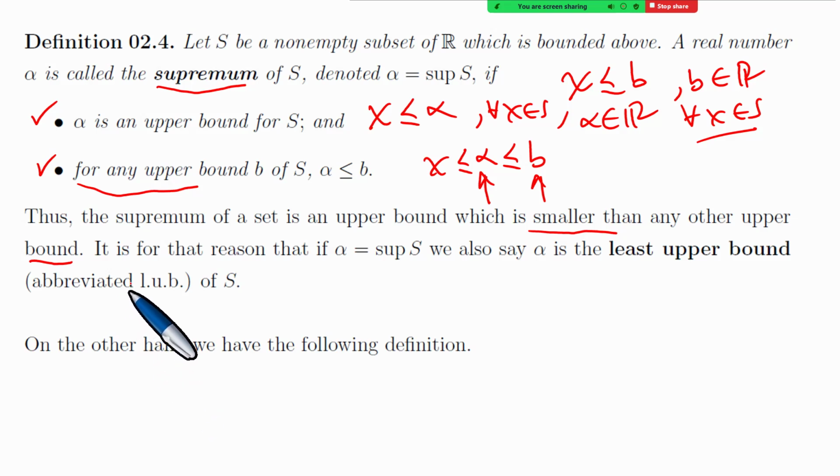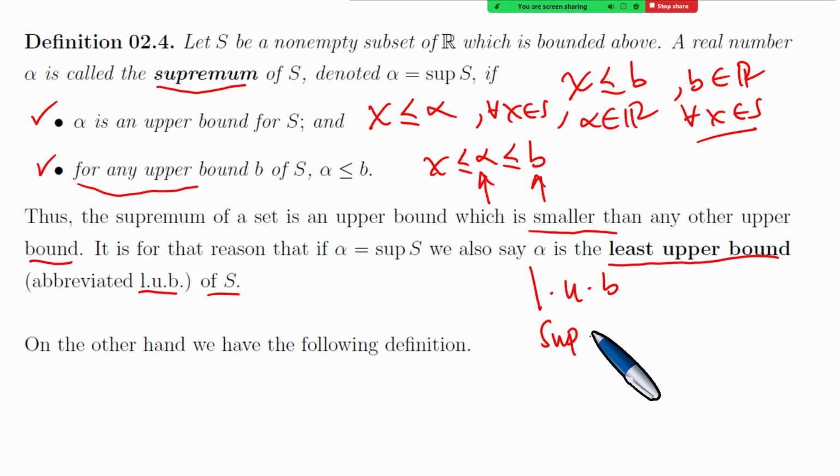Okay, we continue. It is for that reason that if alpha is equal to the supremum of S, we say alpha is the least upper bound, abbreviated the LUB of S. So you have the least upper bound, and the least upper bound is actually the supremum of S. In this case, it would therefore be alpha. So the supremum is the least upper bound. On the other hand, we have the following definition.